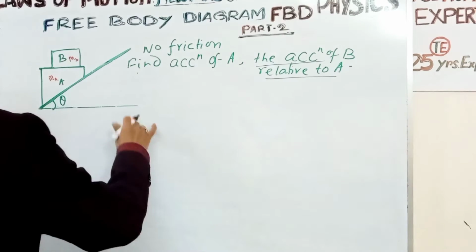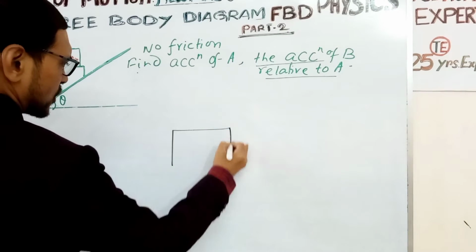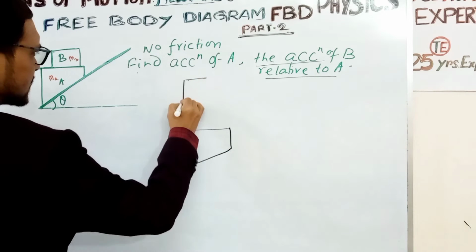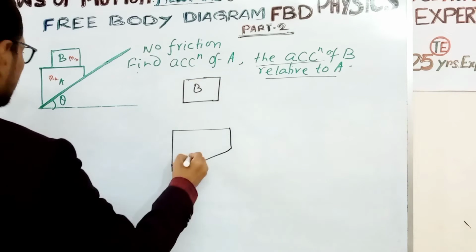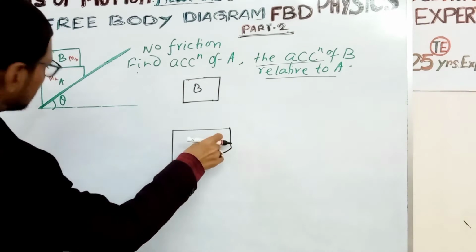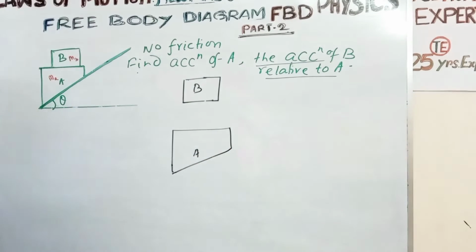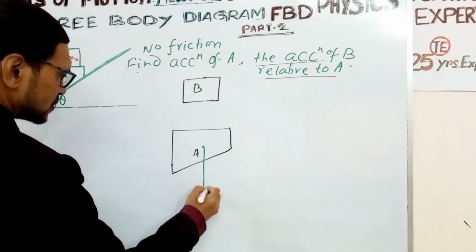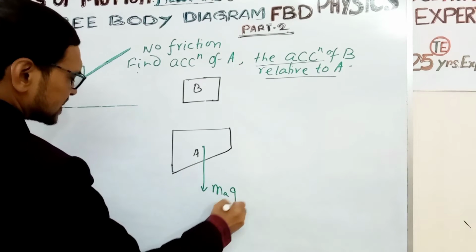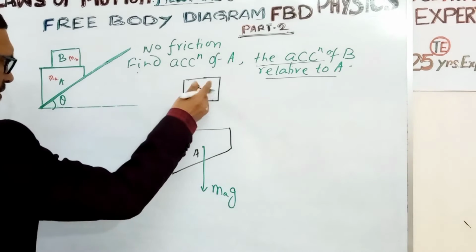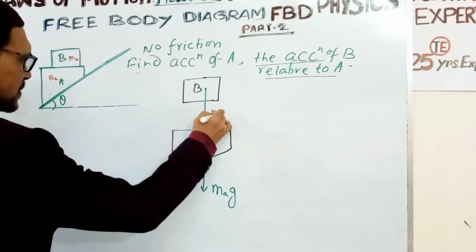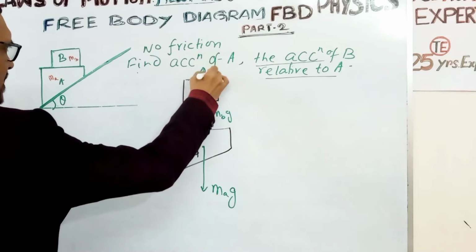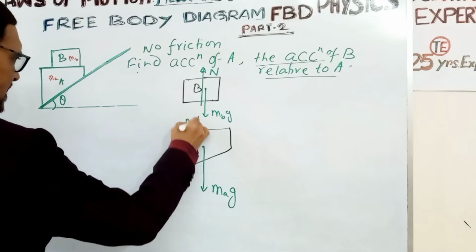This is the problem. Now what is the solution? To find the solution, we have to draw block A this way and block B this way. Block A is moving along this plane. What is the free body diagram? First, the weight of block A, MAg, acts vertically. Now the weight of block B, MBg. Now here a normal reaction N acts in this way.